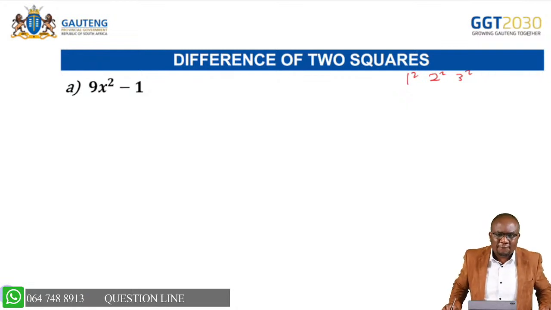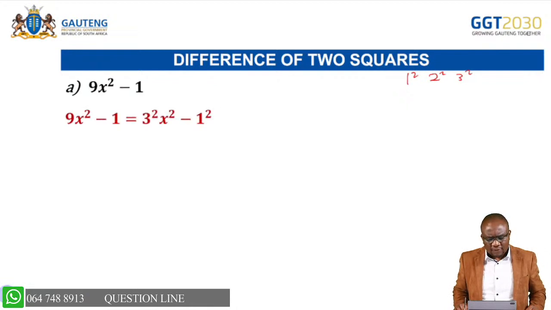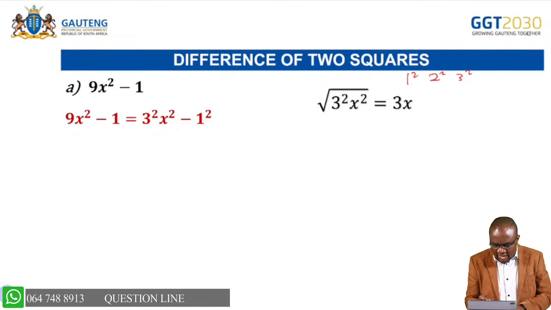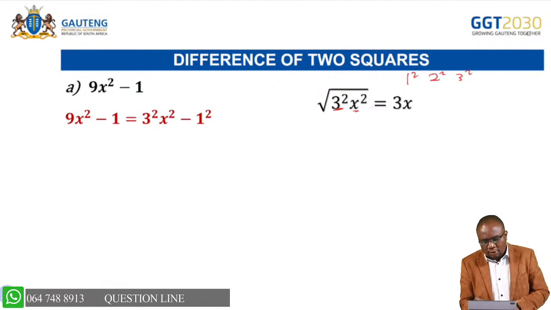So here we have difference of two squares. What is the square root of 9x squared? It is 3x. Do you see that? Why 3x? Because 9 itself is 3 squared, and x squared is x squared. So the square root of 9x squared is 3x.